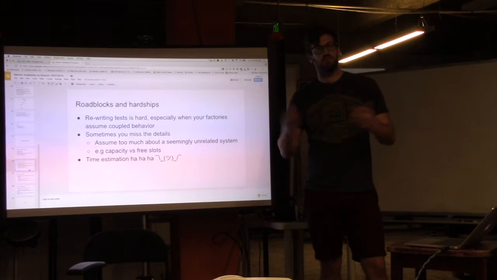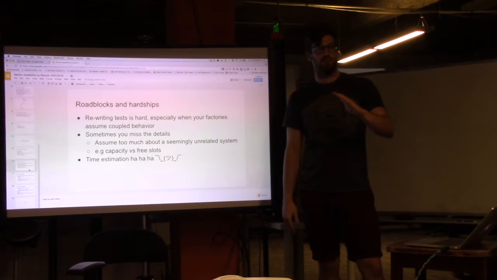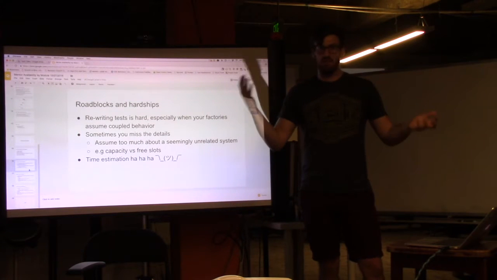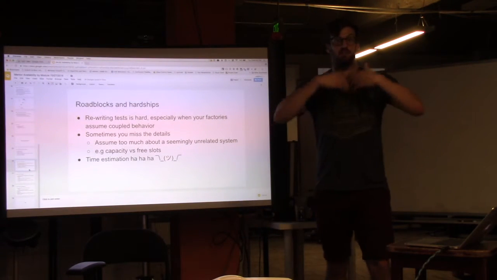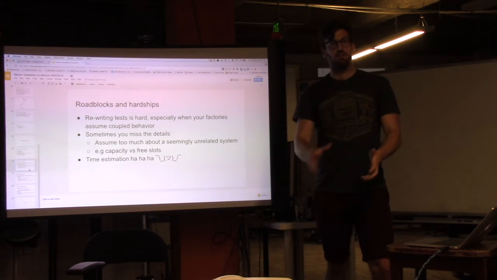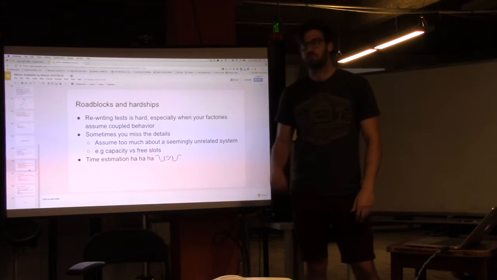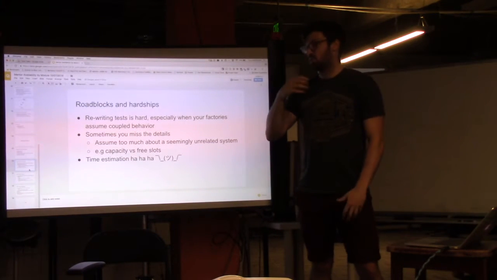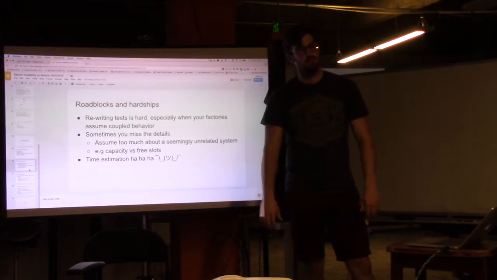Mm-hmm. Sometimes, based on the complication of the project and the ability of the engineer, especially when someone else is estimating the project for you, there's not going to be a perfect system for estimating, right? But you can mitigate the effects of imperfect estimation by being more communicative. Mm-hmm.